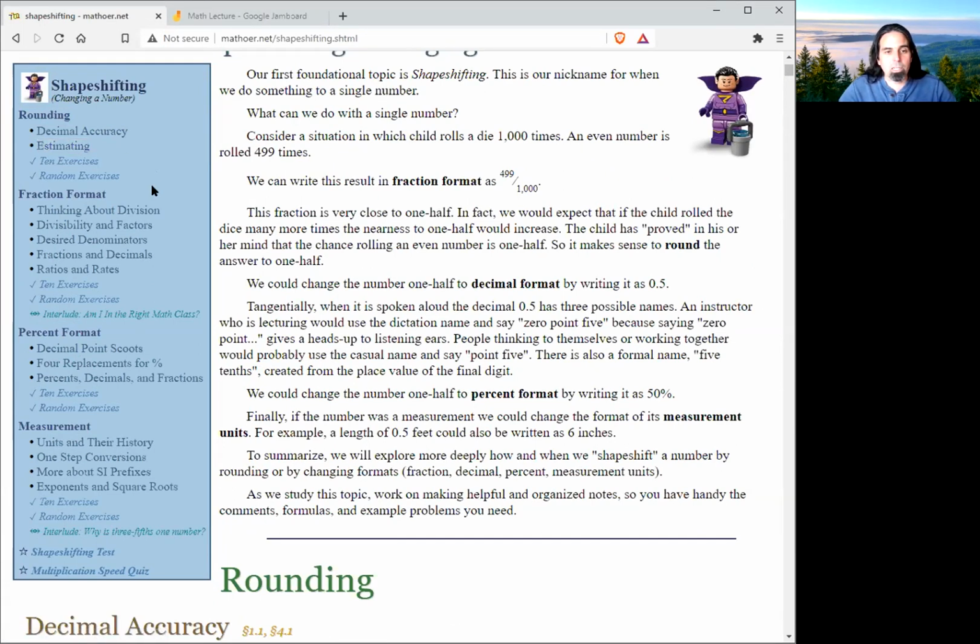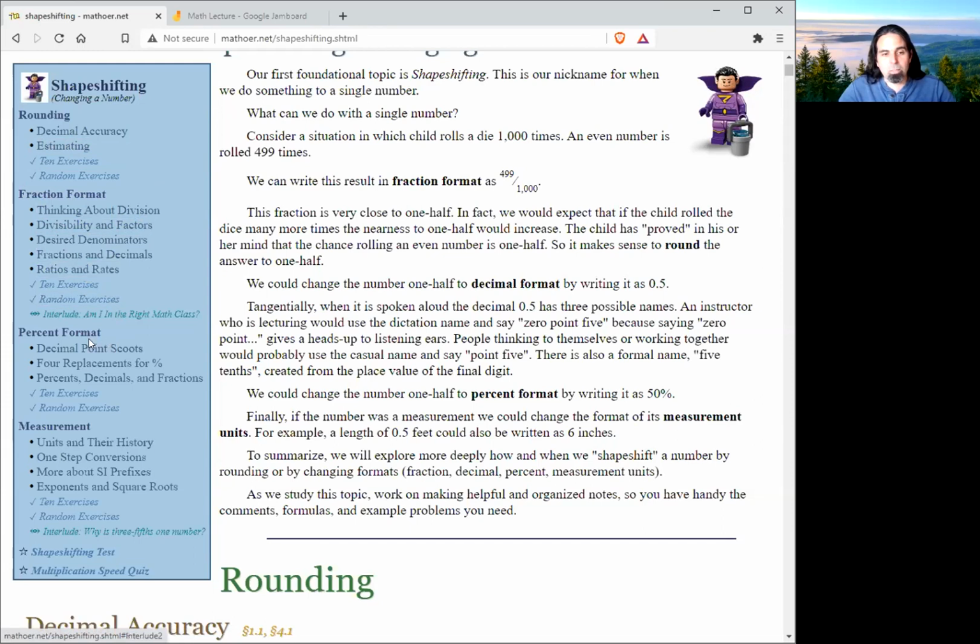Then we talked about fraction format, how to understand division better, because fractions are sort of like division that's waiting to happen. We talked about the tricks to know if a number was divisible by this factor or not. We talked about how to change factors to have whatever denominator we want. We changed fractions to decimals, and we talked about ratios and rates, which were not part over whole, but were written like fractions, and later we'll do fraction math with them.